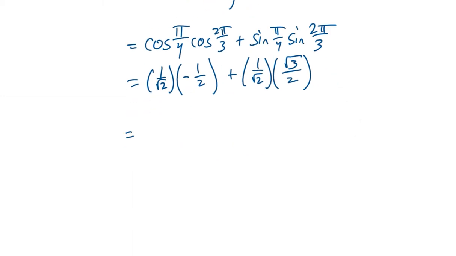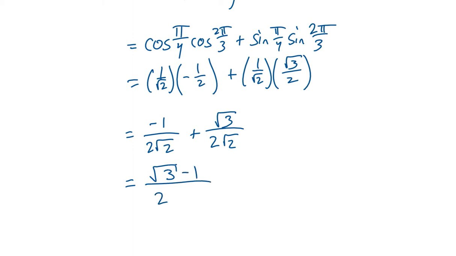So 1 times -1 is -1 over 2 root 2, plus 1 times root 3 is root 3 over 2 root 2. And often, calculators, computer programs, that kind of thing, will write it this way because it's, I suppose, a little bit less writing.